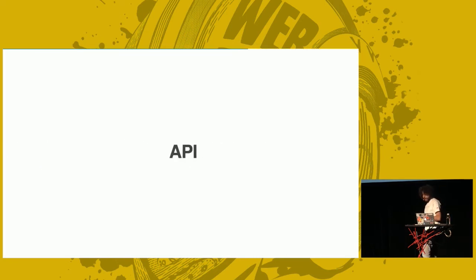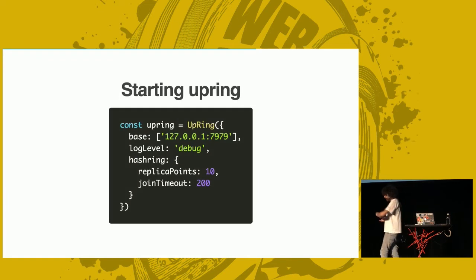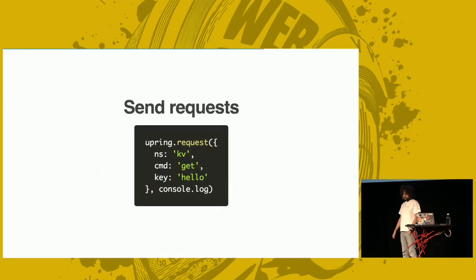So anyway, what is the API of this? I'm going quicker because I've lost a little bit of time. So it's really easy to use. You can instantiate it, UpRing. You can specify log level. I'm really into logging. You can specify the number of replica points in your hashing, how many times your data gets hashed, and a timeout for join.